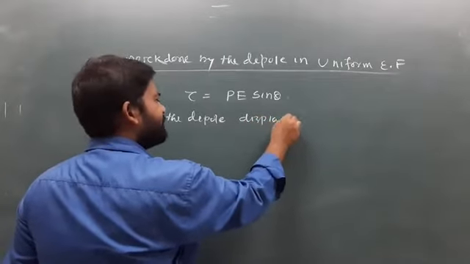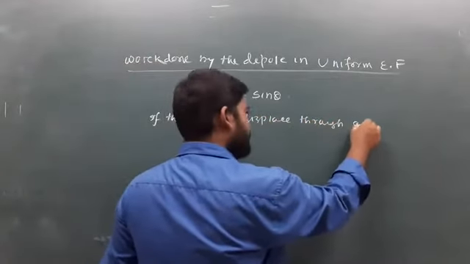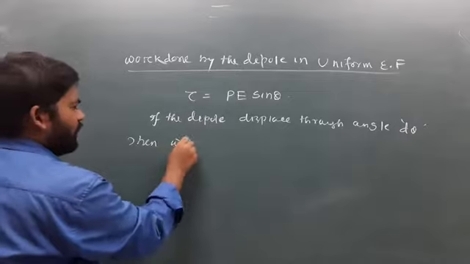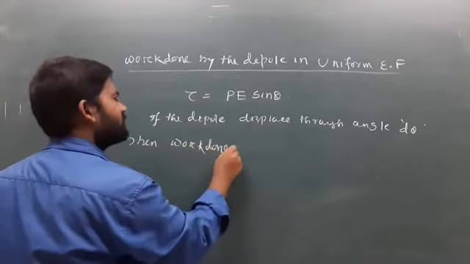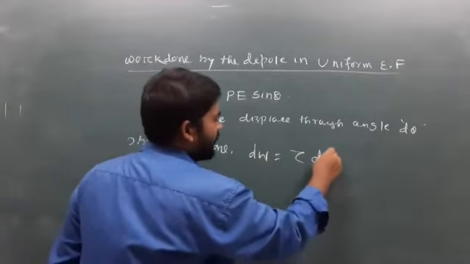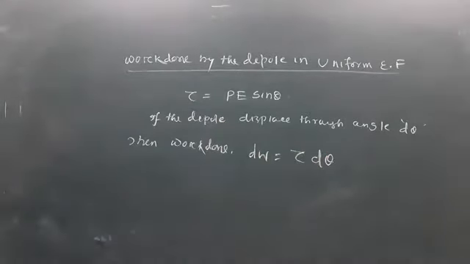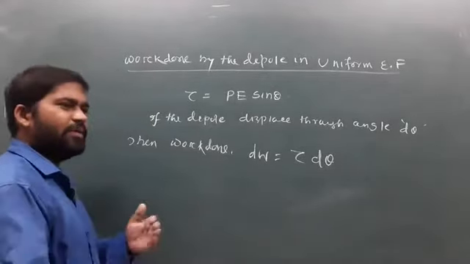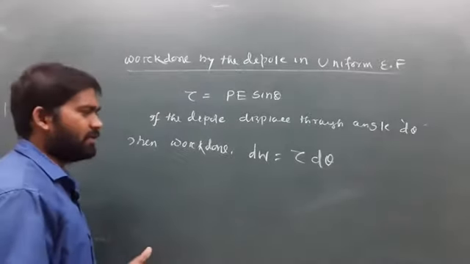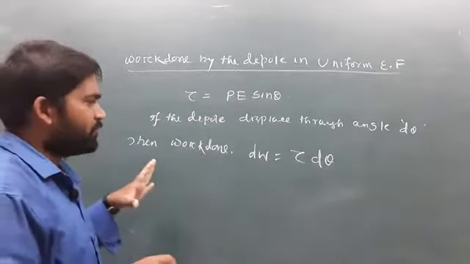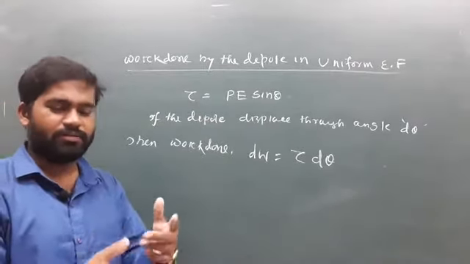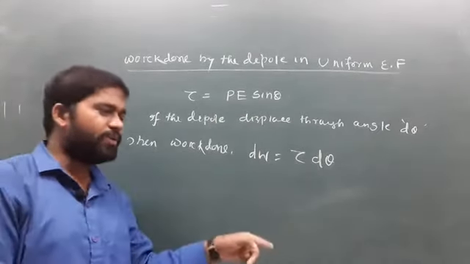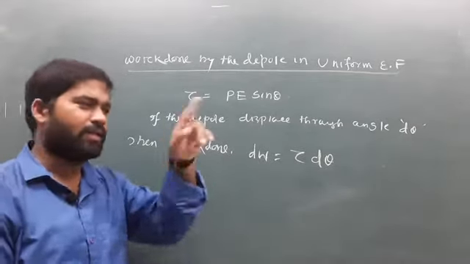Here we can say if the dipole is displaced through angle d theta, then the work done dW equals tau d theta. If we make the dipole rotate to any other angle, starting from the position where it begins rotating as 0, and up to any point of rotation, suppose I take the angle theta.